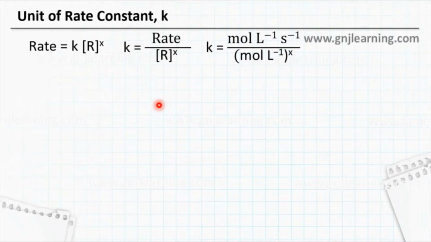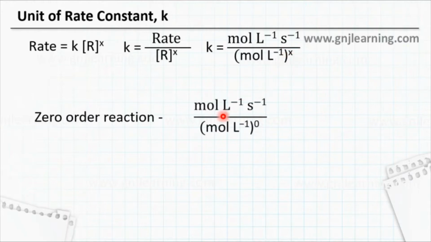If the overall order of the reaction is zero order, the entire unit of rate constant K will be like this, where X is zero. You will get mole liter raised to minus 1, second raised to minus 1, divided by mole per liter raised to 0, because it's a zero order reaction. So what will be the unit of K then? The entire denominator becomes unity. So the unit of K will be the unit of rate itself, that is mole liter raised to minus 1, second raised to minus 1.